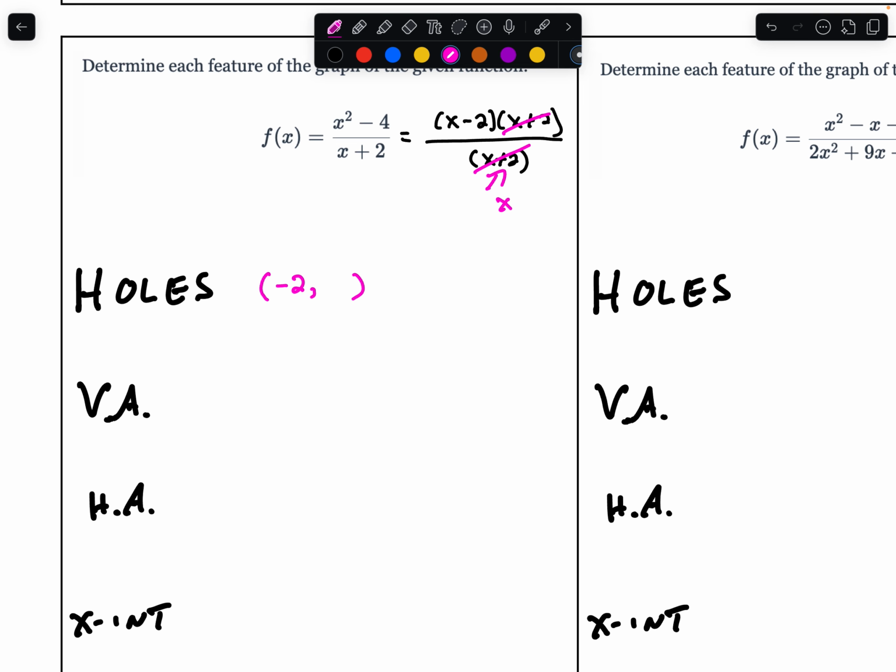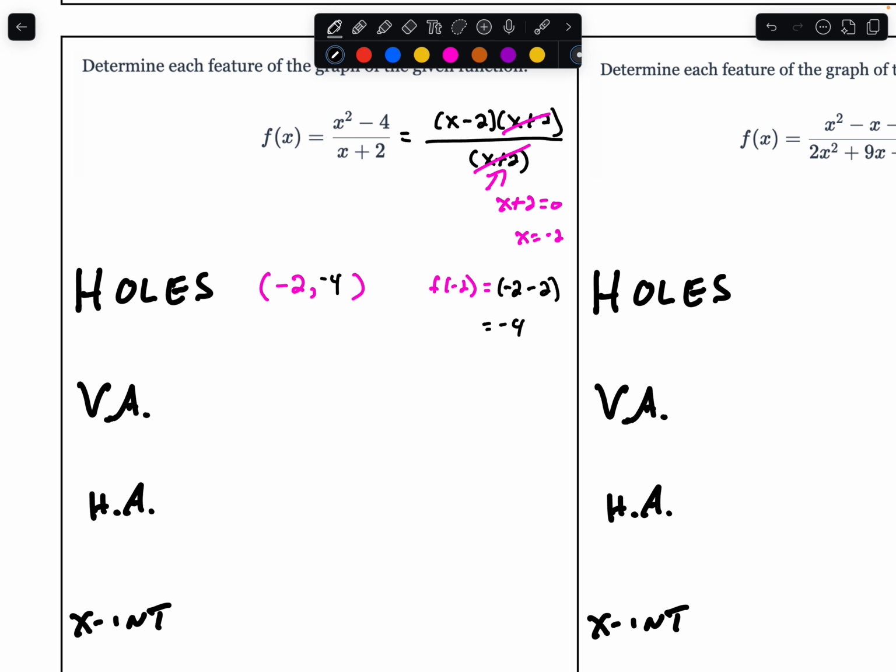Where does this equal 0? So if I do x plus 2 equals 0, I get x equals negative 2, so I know that there's a hole there. Okay, so if it disappears and I plug in f of negative 2, now the only part left is x minus 2, so negative 2 minus 2, that would be negative 4. So there's a hole at the point negative 2, negative 4. That's the part that disappears and goes away, okay?